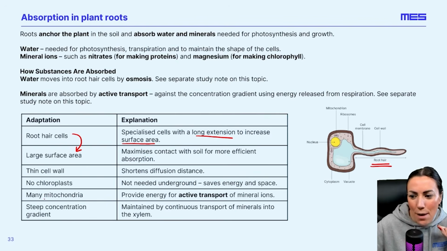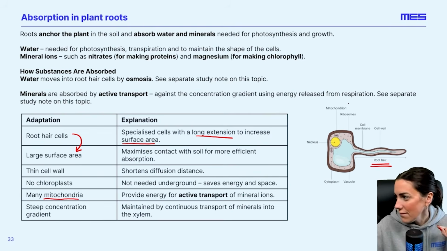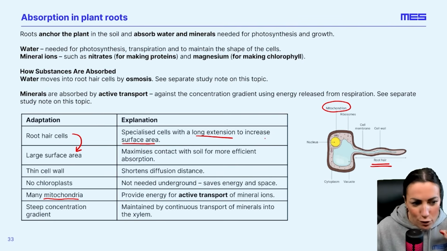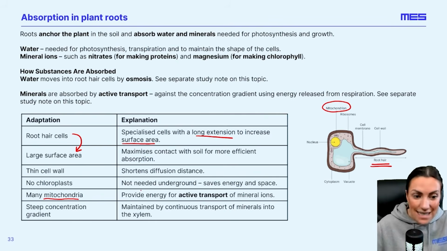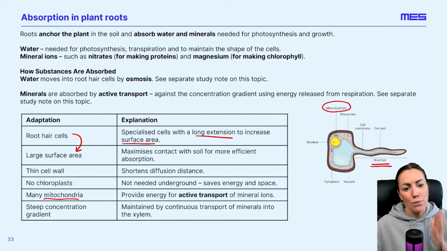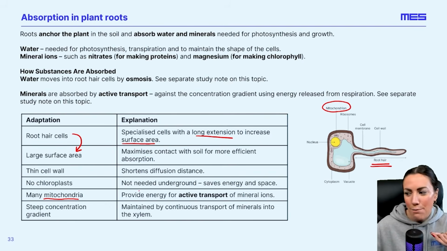Importantly, root hair cells have many mitochondria because when they do actively transport mineral ions, they need energy for that, which comes from respiration, which takes place in the mitochondria. And there will be a steep concentration gradient maintained because as soon as the water and the mineral ions move into the roots, they will be moved into the xylem, and the xylem will transport them up the plant, away from the roots, up the plant in the stem. So you're trying to maintain the concentration gradient so water keeps diffusing in by osmosis.